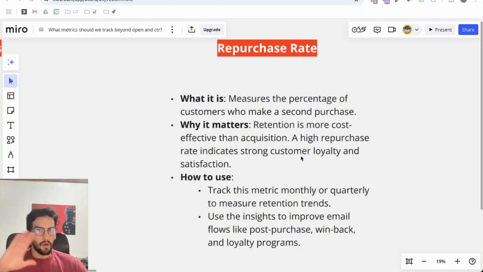So how to use this specific metric. Track this metric monthly or quarterly to measure retention trends. Use the insights to improve email flows like post-purchase, win-back, and loyalty programs as well. This is a very basic, yet extremely important advanced metric, if you will.